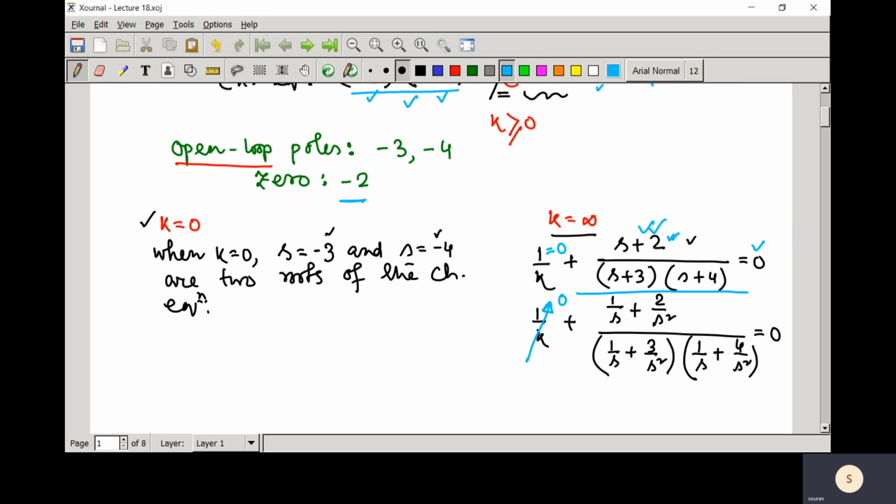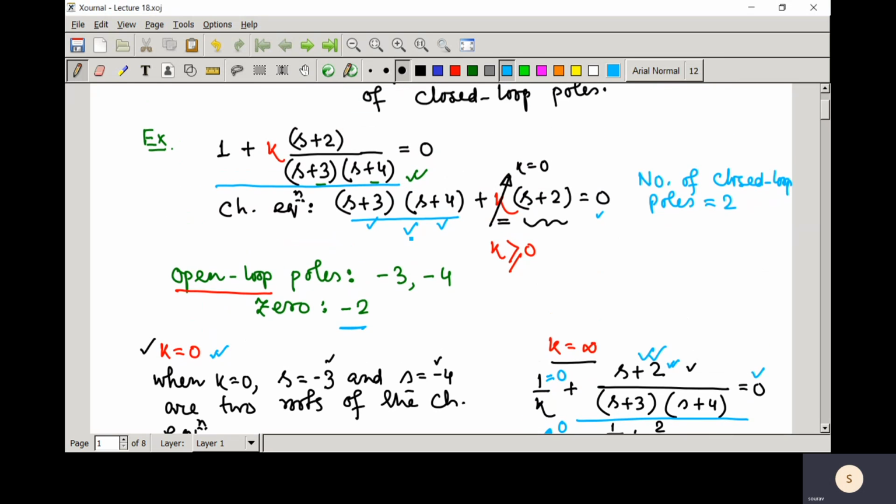Again, repeating, when K equal to 0, you can see that this characteristic equation is satisfied at s equal to minus 3 and s equal to minus 4. So s equal to minus 3 and minus 4 are actually the open loop poles. So when K equal to 0, the open loop poles are actually the closed loop poles.